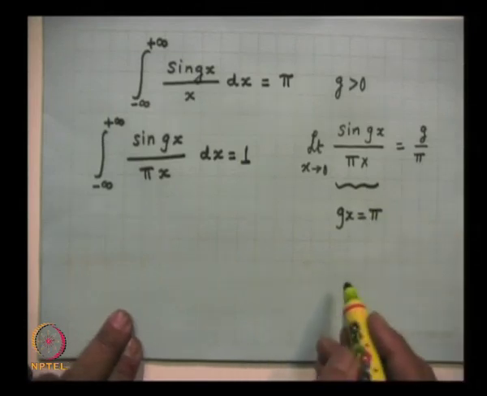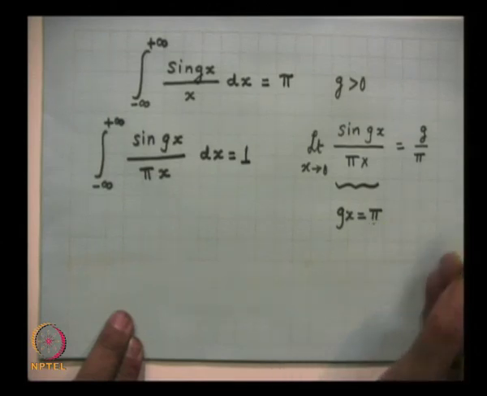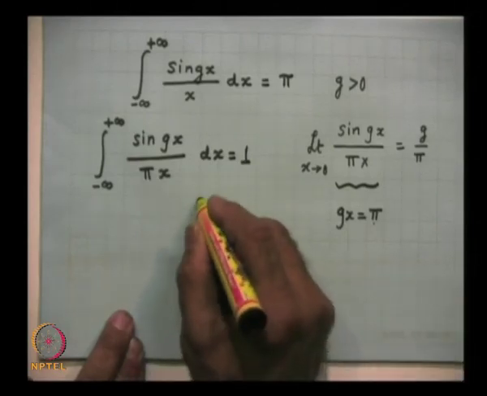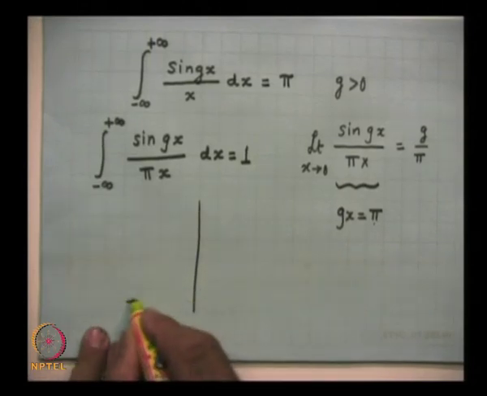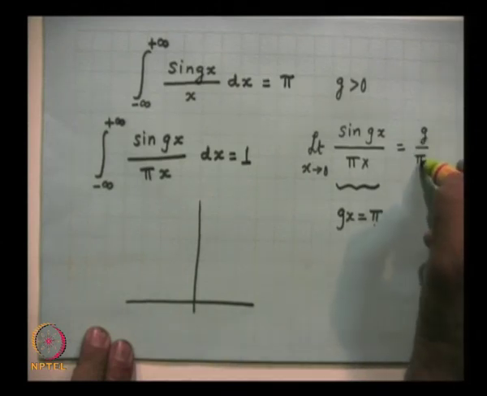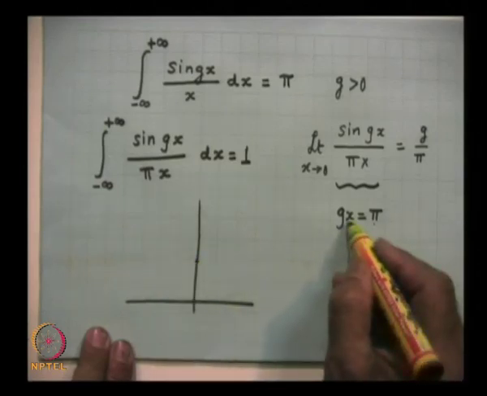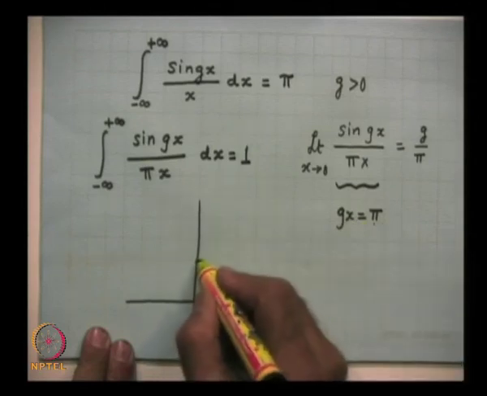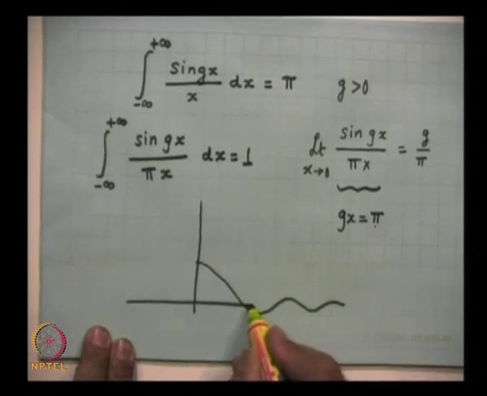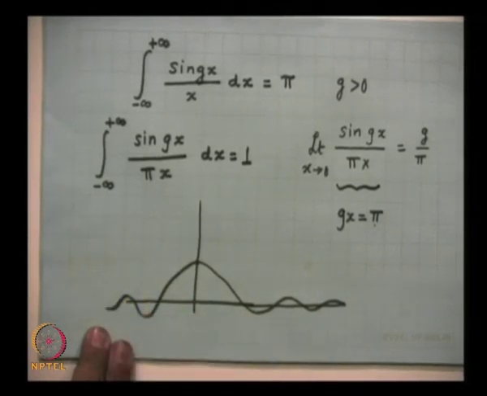In fact, the zeros of the function occur at gx equal to pi, 2 pi, 3 pi, 4 pi, minus 2 pi, etc. So, if you plot this function, let us suppose g is 1. So, g over pi is 0.3, something like this, and the first 0 will occur, if g is 1, at x equal to pi. So, this is a damped sine curve, and it will be symmetric on the other side. So, it will be something like that.